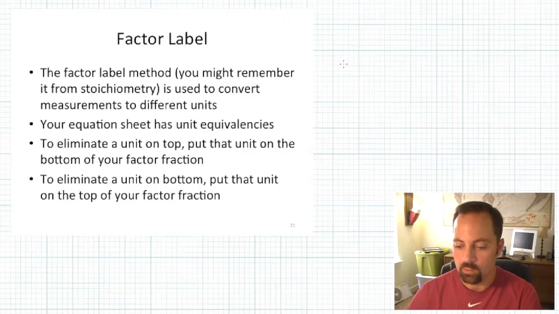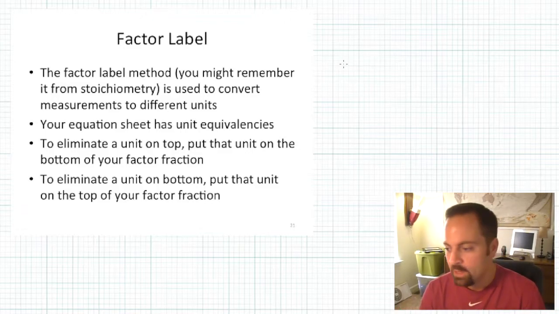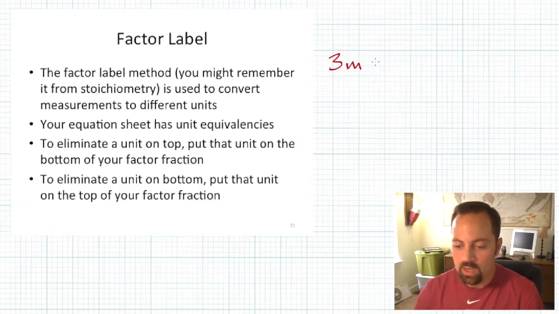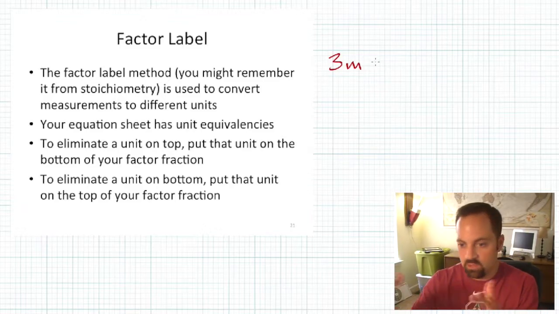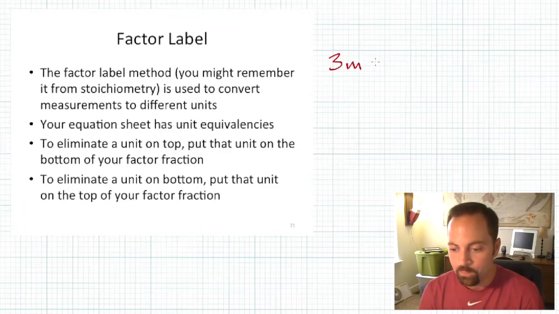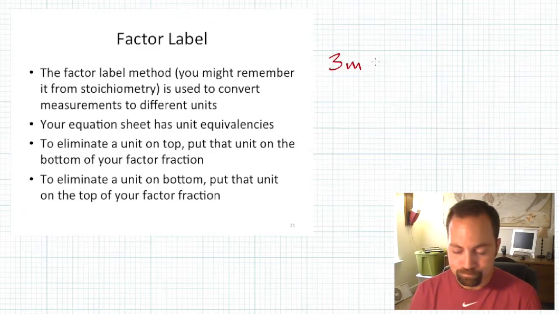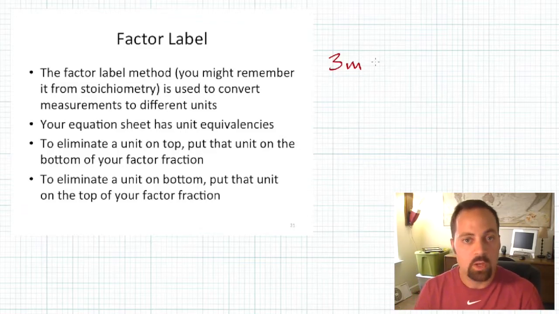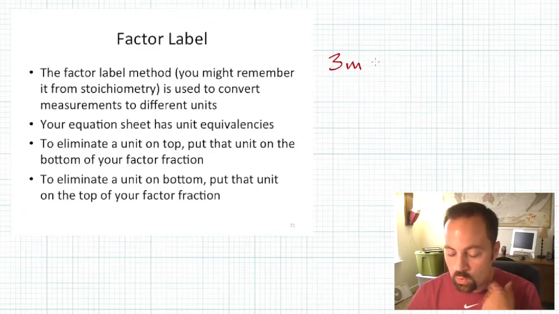I'll just go over the factor label method. Factor label is simply a method of converting units. It's like saying I've got 3 meters and I want to find out what that is equivalent to in other units. It's like saying how many feet are in 10 miles or how many ounces are in 2 tons, or whatever. So we're not changing the actual value of what we're measuring, we're simply changing the unit.